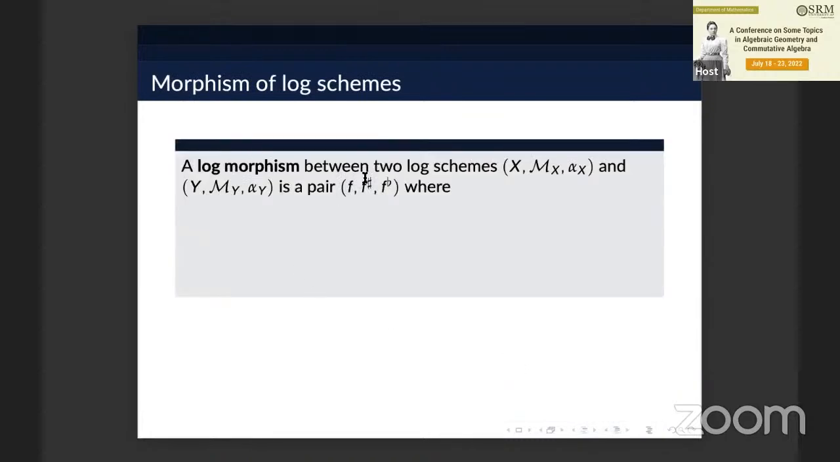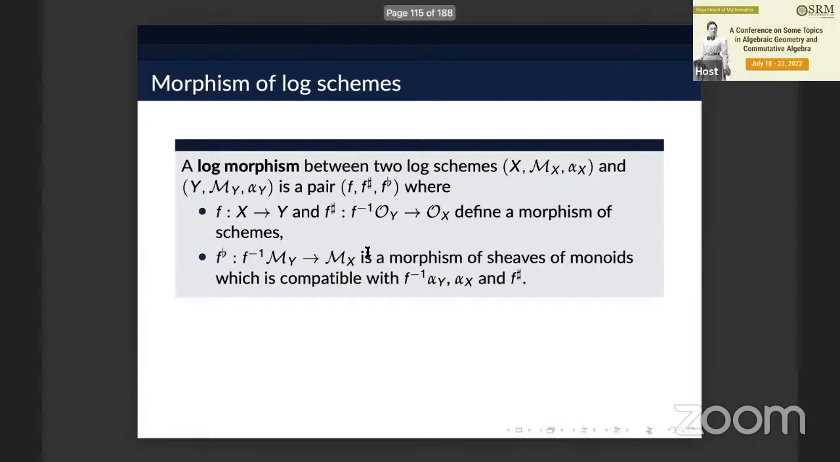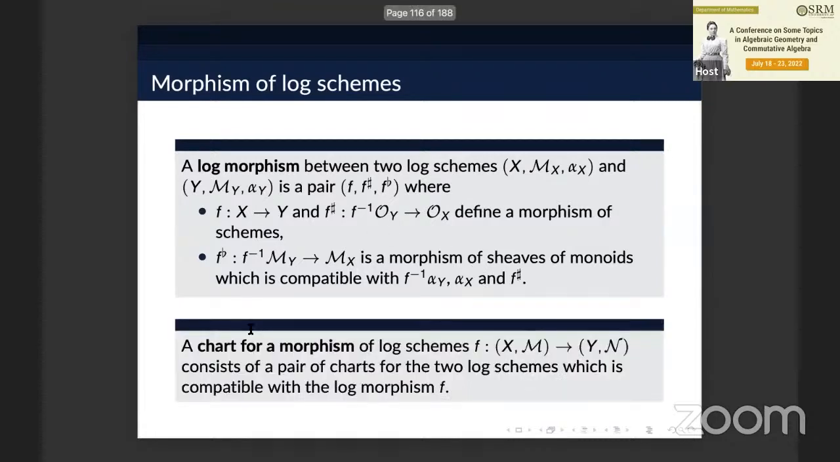A morphism between log schemes is a pair f and f flat, where f is the ordinary morphism of schemes, and f flat is a morphism of sheaves of monoids, which should be compatible with the other morphisms. A chart for a morphism of log schemes consists of a pair of charts, one for each of them, which should be compatible with the log morphism f.